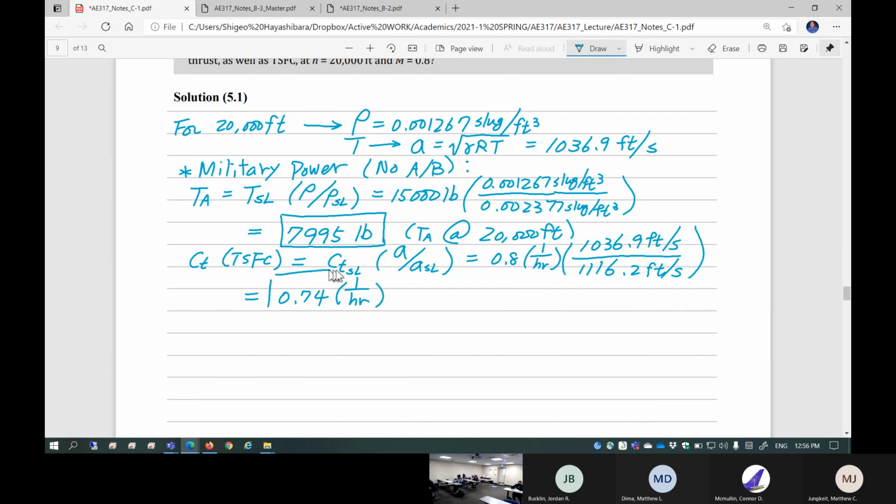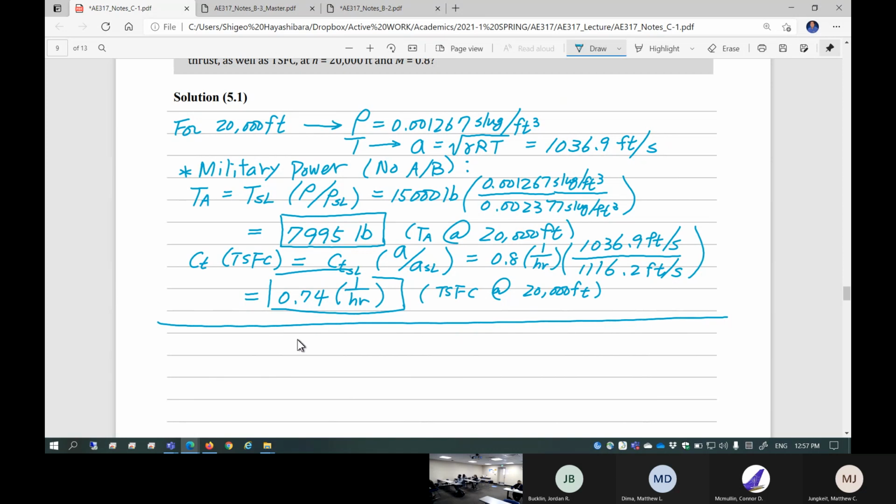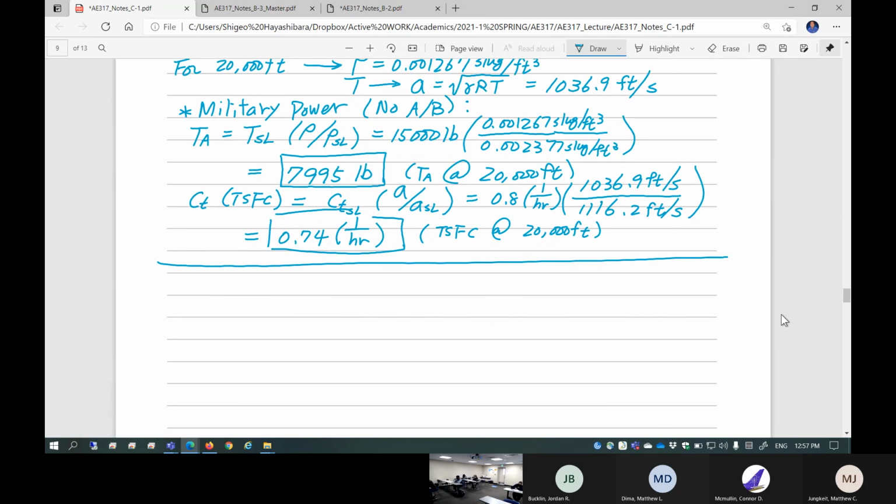In military power at 20,000 feet, this is the TSFC at 20,000 feet. Obviously, if you compare against the sea level value, TSFC is much better because you're going to consume less fuel at the higher altitude, but you're going to lose your thrust. That's what it is. Next is with afterburner.